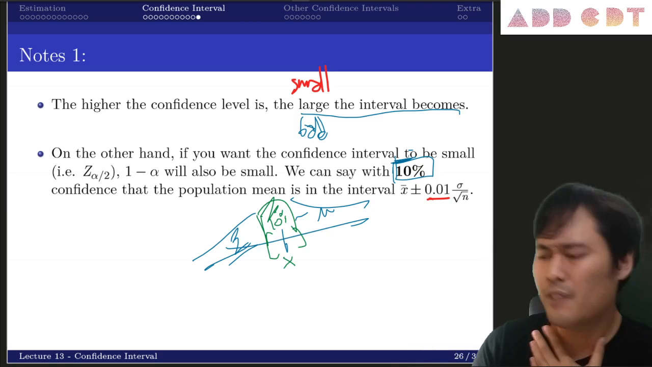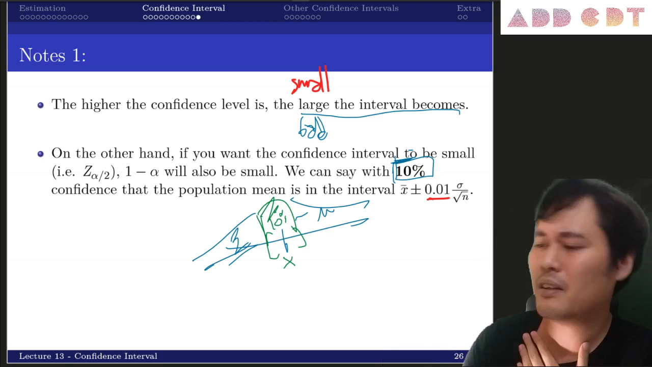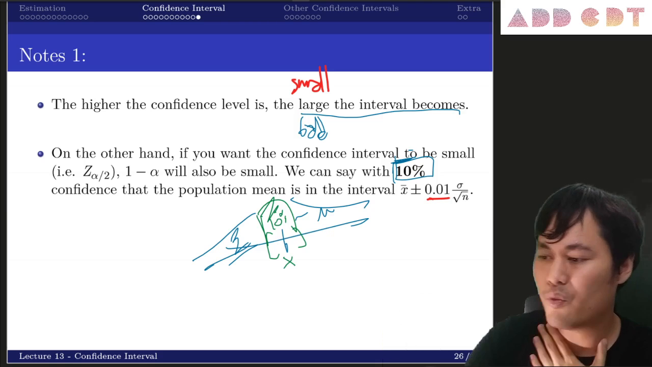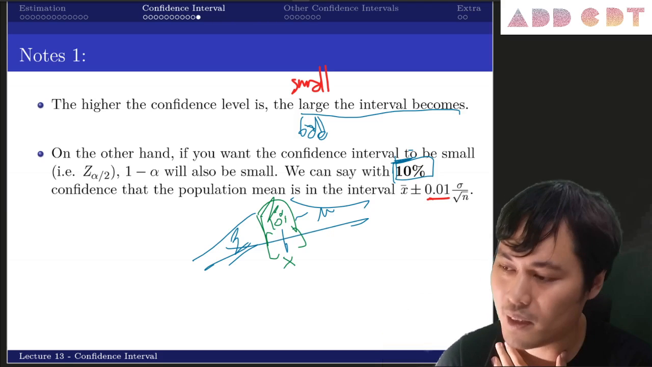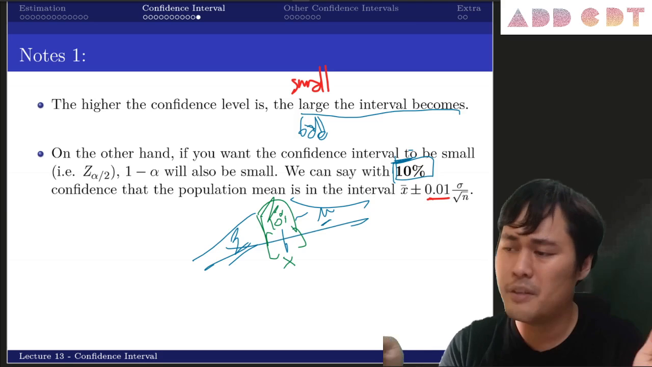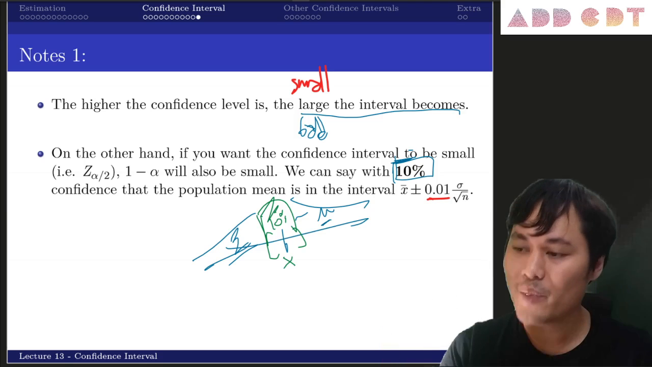And if that number is outside, then that means we fail, right? We want to guess that number. But if that number is further from our estimate, then we fail to estimate that number. So that means a large interval is bad. A small interval is also bad. What do we do here?